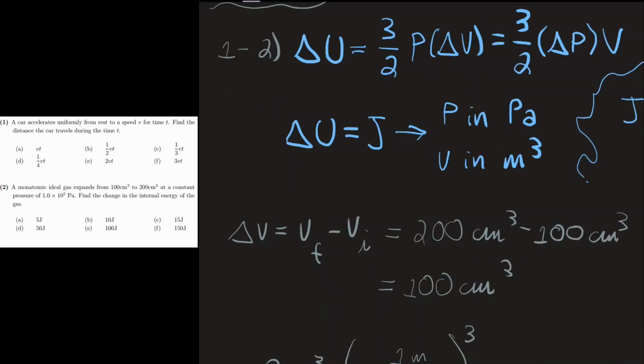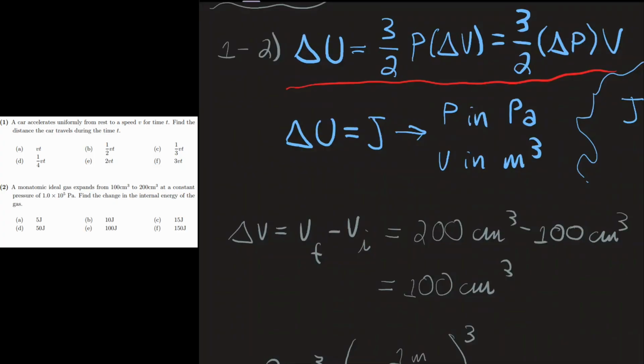Next is question 2, which says a monatomic ideal gas expands from 100 centimeters cubed to 200 centimeters cubed at a constant pressure of 1.0 times 10 to the power 5 pascals. Find the change in the internal energy of the gas. So for this, you need to be familiar with this equation right here, which gives the change in internal energy for a monatomic ideal gas.